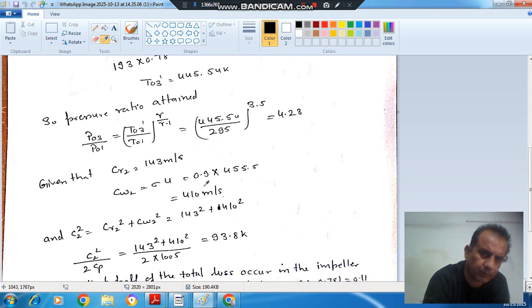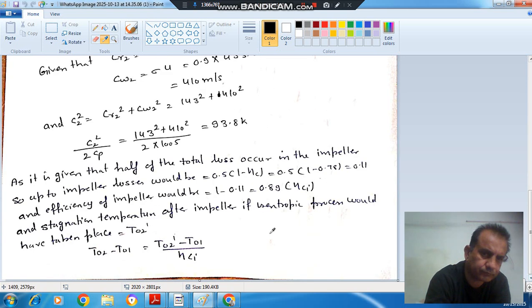U is 455.5 and sigma is 0.9. From this, one component is radial and the other is tangential, so the total velocity squared will be CR2 squared plus CW2 squared, that is 143 squared plus 410 squared. Now the dynamic temperature at the exit of the impeller will be C2 squared by 2Cp. That will come out as 93.8. After this we will go to the next video.